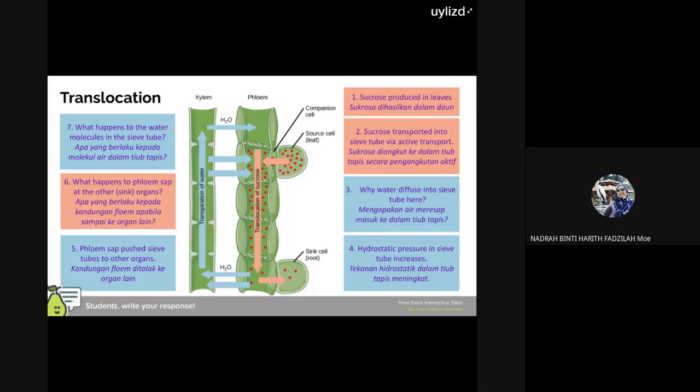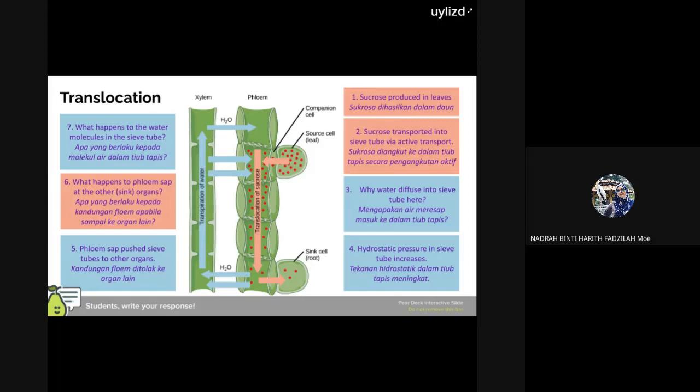Okay, that is what happens at box number 7. Let me repeat from the start. At box number 1, sucrose is produced in the leaf. So there is a lot of sucrose in the leaf, transported into the sieve tube via active transport.